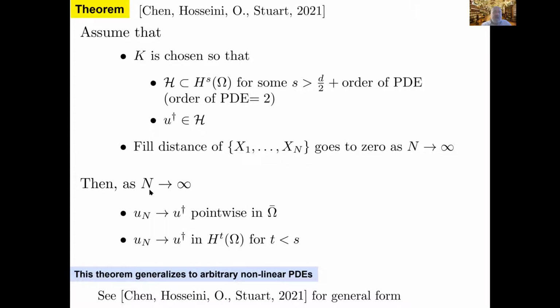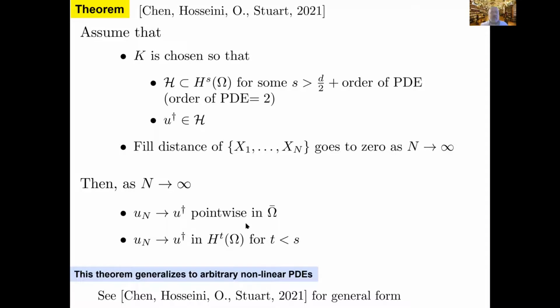Then, as n goes to infinity, the approximation un identified by our method converges to the solution of the PDE, where the convergence holds pointwise in the domain and in the Sobolev space HT for all t smaller than s.